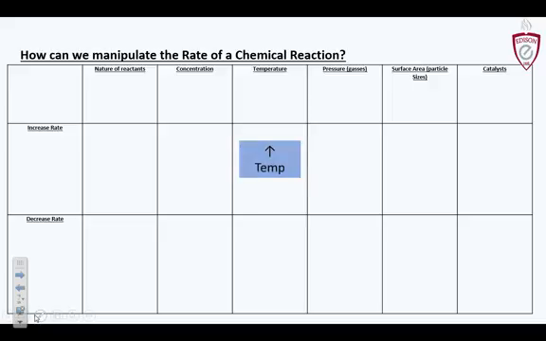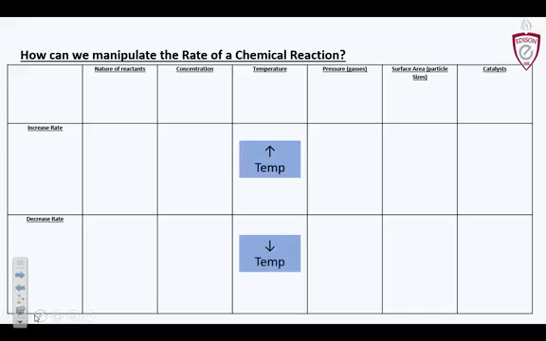Okay, so temperature. Temperature is kinetic energy, right? So the more kinetic energy I have, the more likely I have the proper energy I need for that collision. Also, the molecules are moving around faster, so the number of collisions should go up. So increasing temperature will increase my rate of reaction.